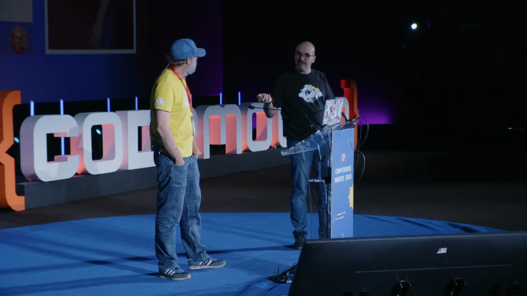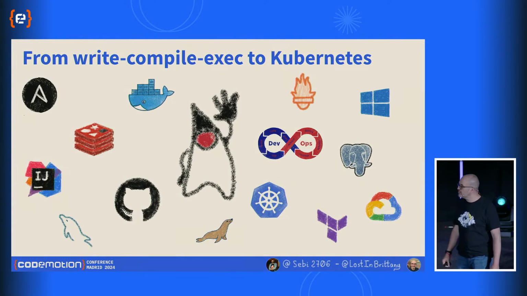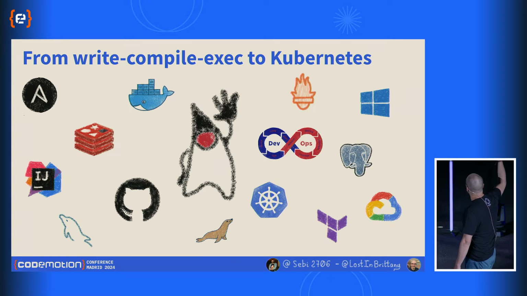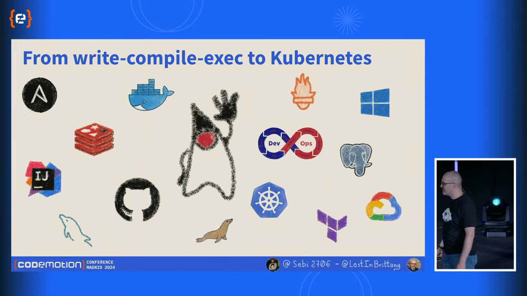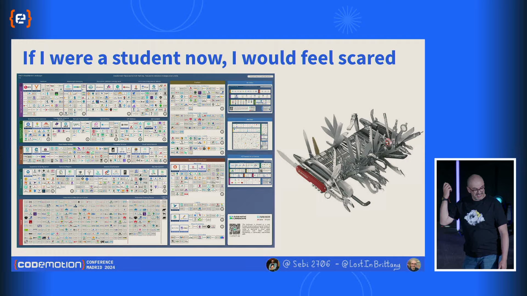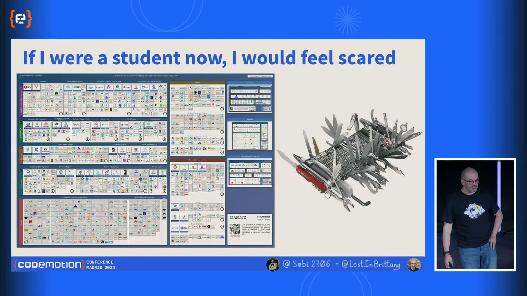Yeah, I loved it. And now, if you are a developer and you want to deploy an application in Java, well, you need to know way more things. Docker, Kubernetes, DevOps, observability, Git, Redis, I don't know. Infrastructure as code. A lot of stuff. Cloud providers. If I were a student now, I would be scared. Only to deploy one application.